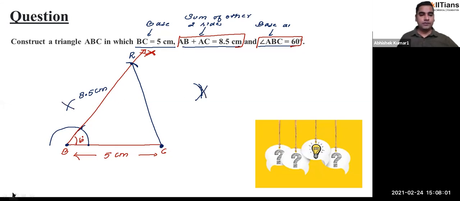Understood? Now what you need to do? All you need to do is join these two arcs. One second, let me make this arc again. You need to join these two arcs. Clear? Using a ruler. So let's join them.